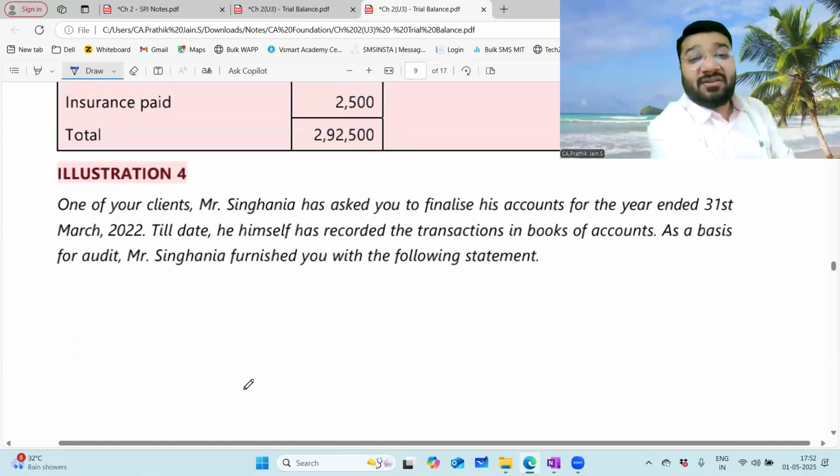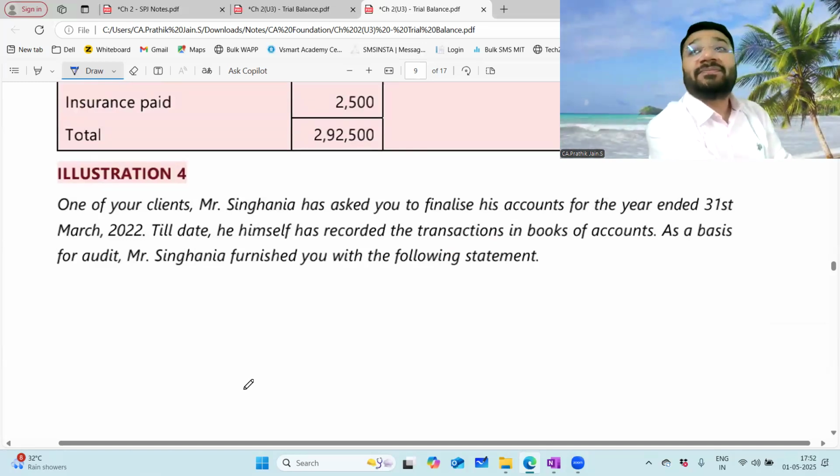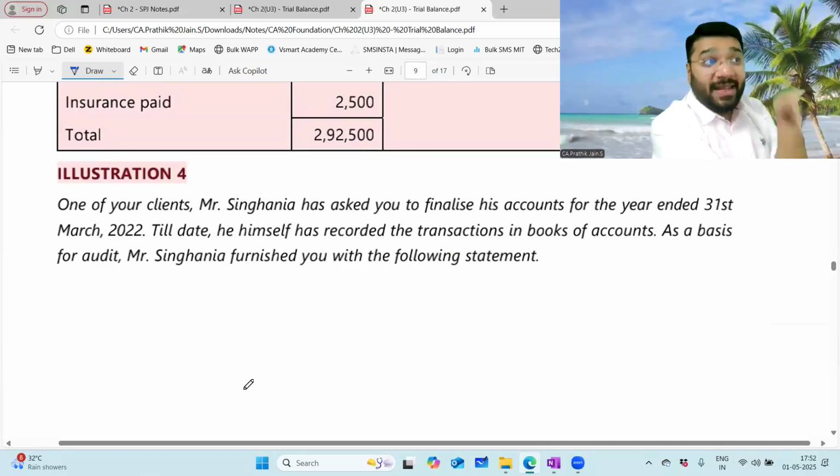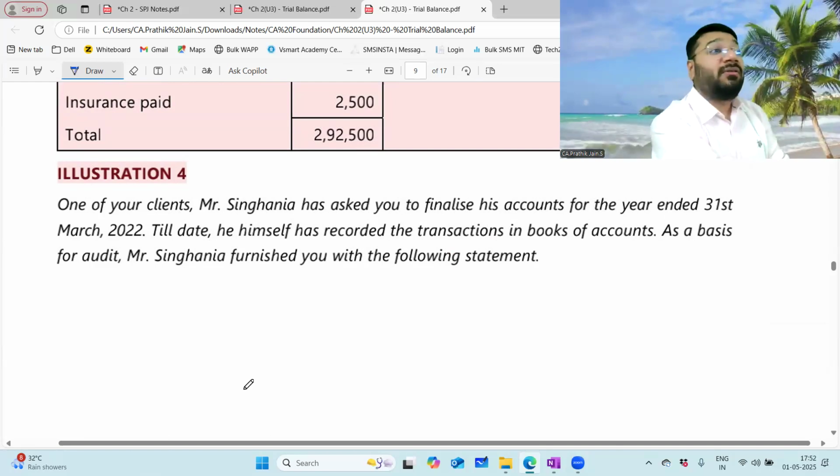One of your clients, Mr. Singhania, has asked you to finalize his accounts for the year ended 31st March 22. Which financial year? 21-22. Till date, he himself has recorded all the transactions in the books of accounts. Then ask him to finalize. No, then why is he coming to us?